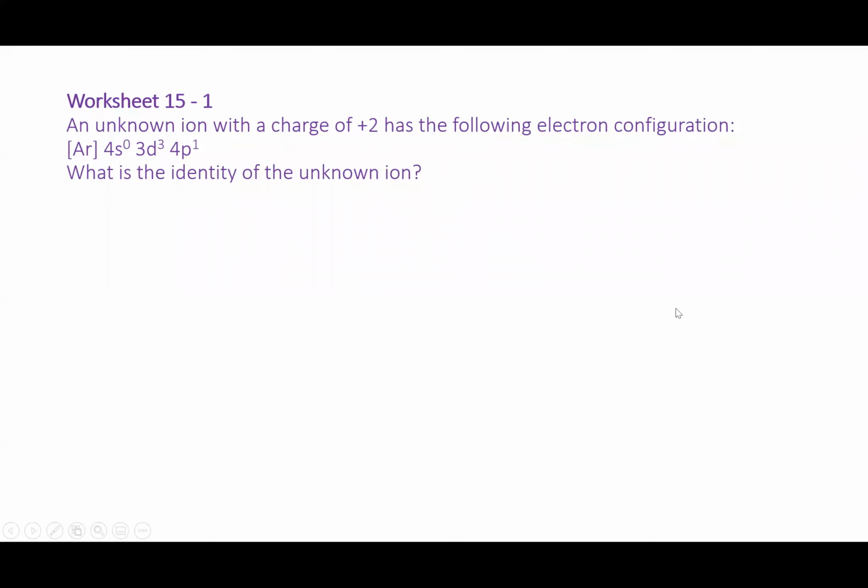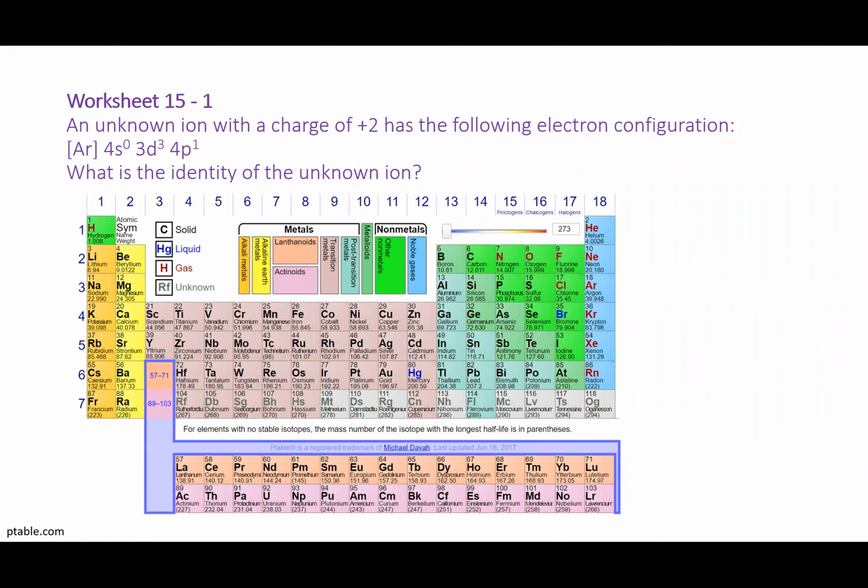You're being asked here to figure out what is this unknown ion that has a charge of +2 and has the electron configuration of 4s0 3d3 and 4p1. So first things first, I suggest looking at a periodic table. So here we go. So it has a +2 charge, right?